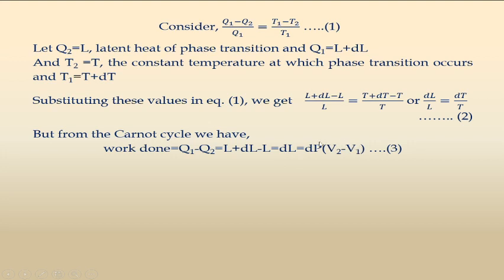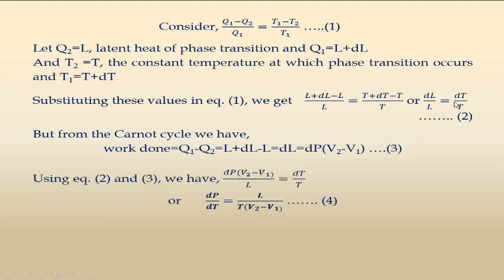So you can put this value of dl into this equation. If you substitute, in place of dl we get dp into V2 minus V1 divided by L, that is equal to dt by T. So dp by dt is equal to L divided by T into V2 minus V1. This is actually the required equation, and this equation is known as the Clausius-Clapeyron equation.